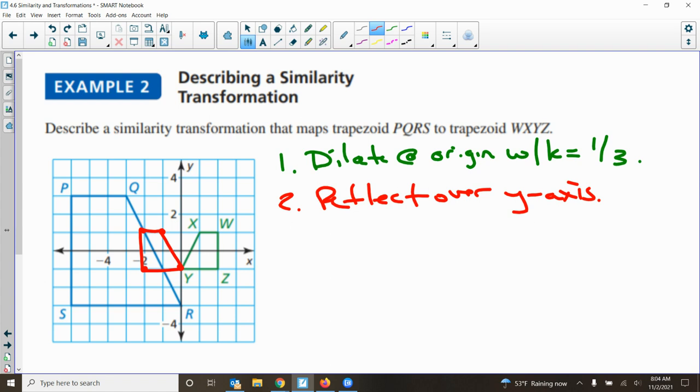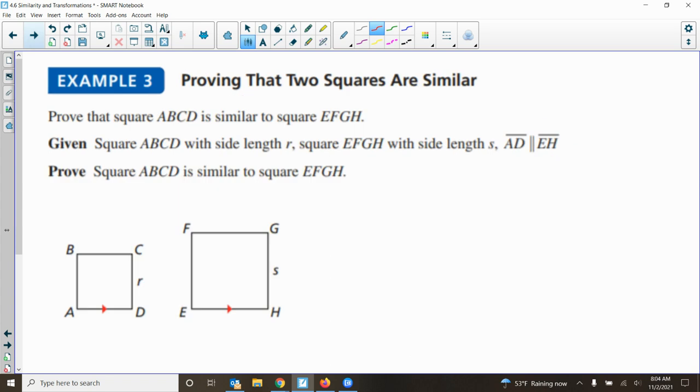Questions on number 2. All right, now, you will also have one homework question like this. And it says, proving that squares are similar. And they have 2 squares oriented for us. We've got square ABCD has side lengths of R. Square EFGH has side lengths of S. And it tells us these lines are parallel. I think it's a little bit overkill in my opinion, but whatever. It tells us lines are parallel. And then we're trying to prove that this square is similar to this square.